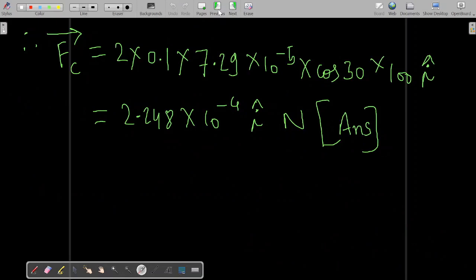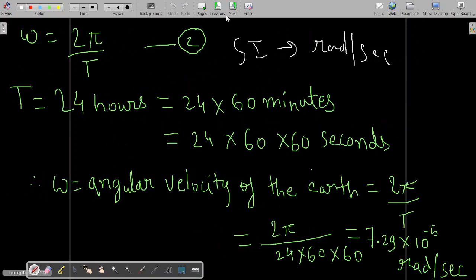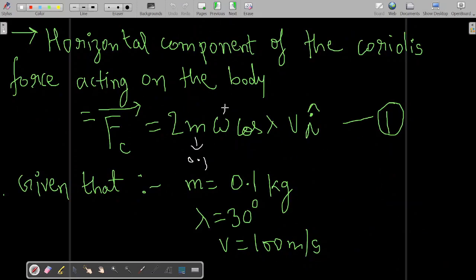Now we can substitute successfully. Okay, now in this particular formula just substitute the values. In the place of m, substitute 0.1 kg. So over here 0.1 kg. Then what did we substitute in the place of omega? 7.29 into 10 to the power minus 5. We will substitute that in the place of omega.